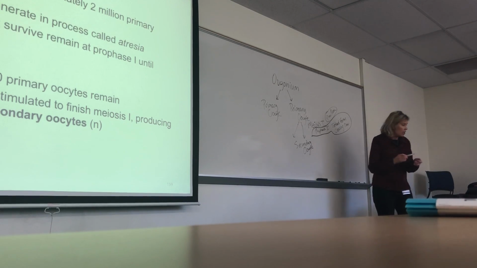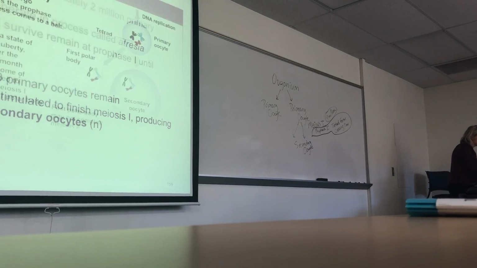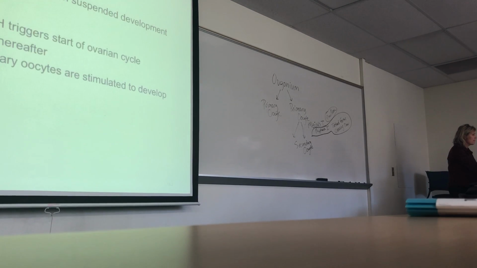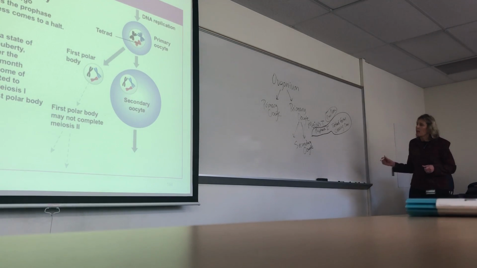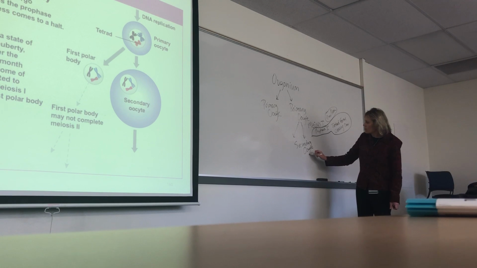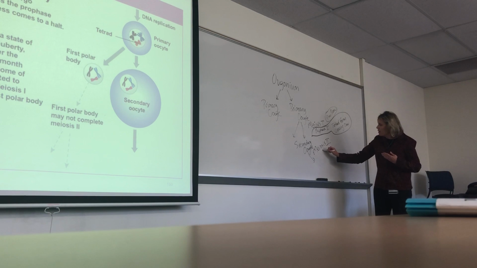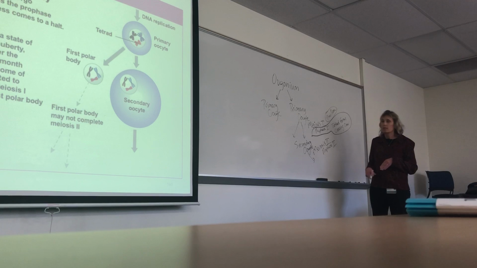And then during... I'm just going to give you the rough lowdown, and then we're going to go back and look at details. And then the secondary oocyte is going to start the process of meiosis 2. It starts the process of meiosis II, goes through prophase II, okay? Goes through metaphase II.